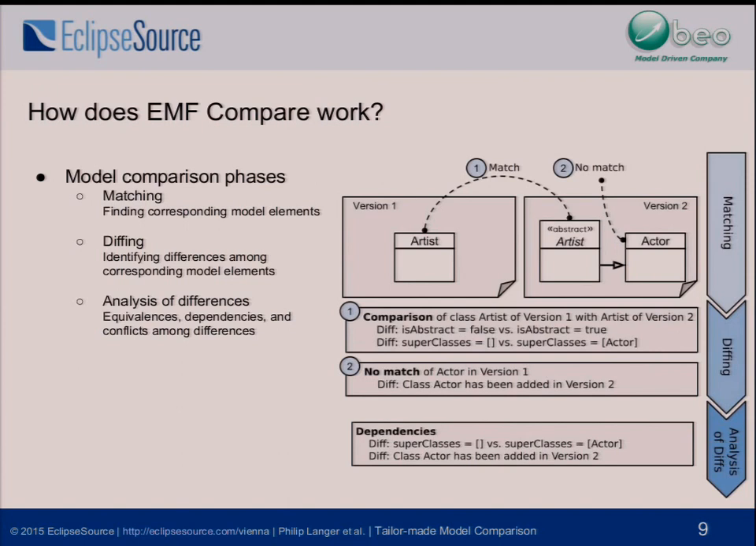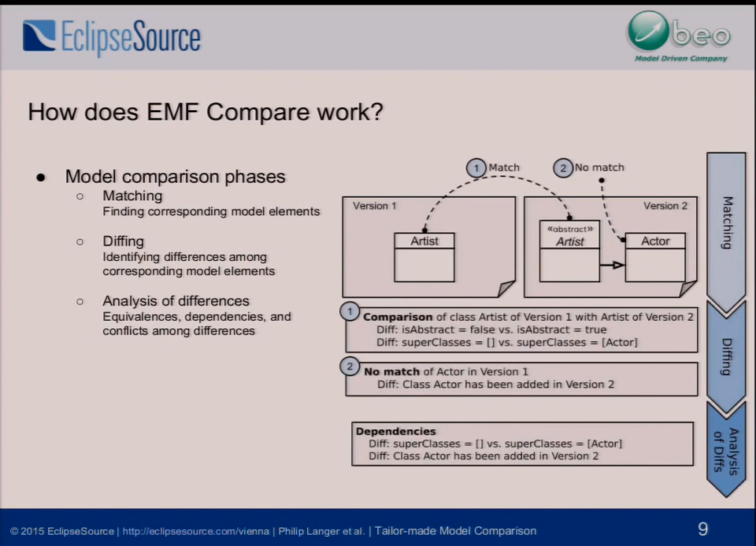The second type of analysis that we do is a dependency analysis. That's very important to have this information, to know that one difference can only be merged when another difference has already been merged. So here in this example we have such a dependency. When you want to apply the change that the actor class is added as a superclass to artist, obviously the class has to be created first. Otherwise you can't add it as a superclass for an existing model element.